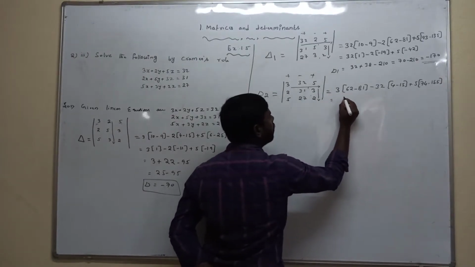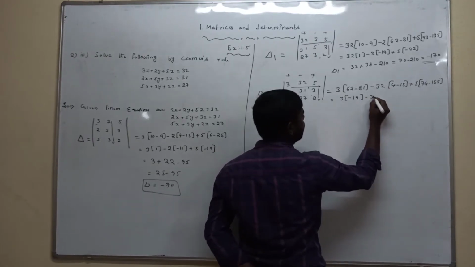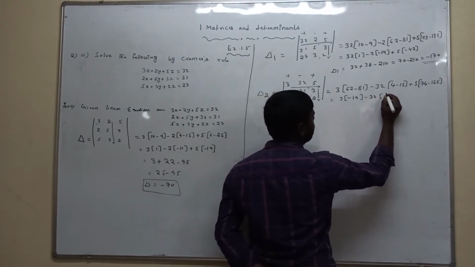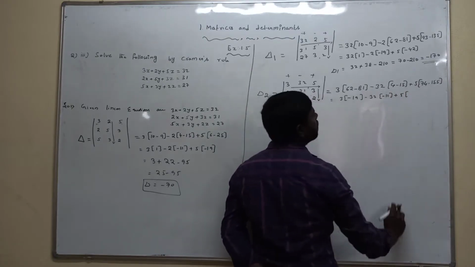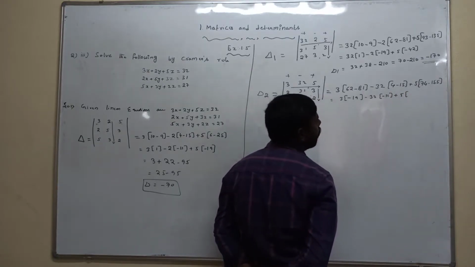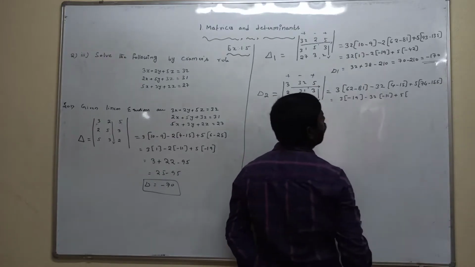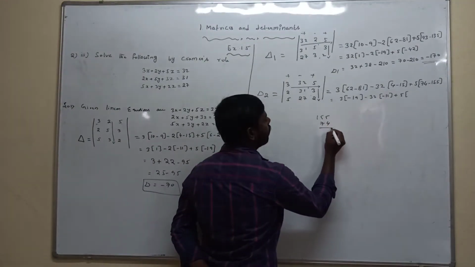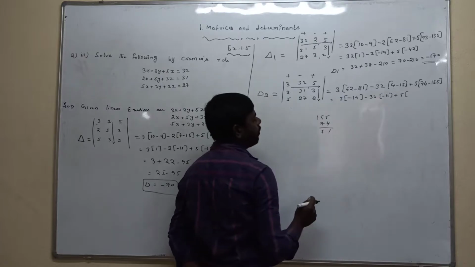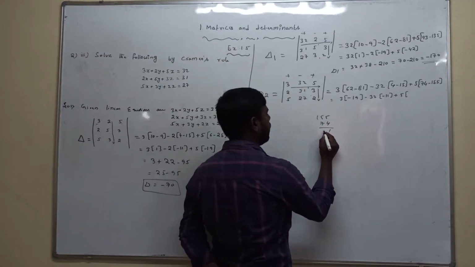Simplify this: 3 into minus 19, minus 32 into 4 minus 15, that value is minus 7, plus 5 into 74 minus 155. What is the value of 155 minus 74? That value is 81. 81 or 61 here, friends? 81 only.